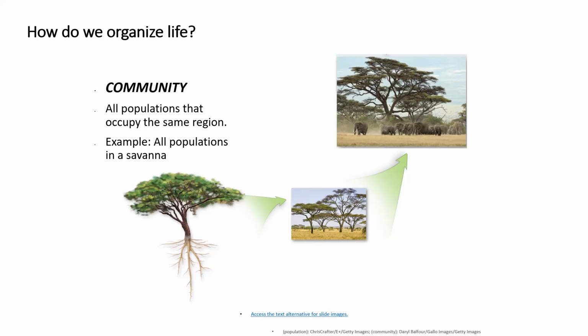Moving up from population, we can come to community. A community is all the populations that occupy the same region. For example, all populations in a savanna. Now we're talking about all of the living populations within a particular area. So here you can see a picture of the savanna. So you have trees, a population of trees, a population of grass, and a population of elephants in this picture. So all of those populations come together to create a community.